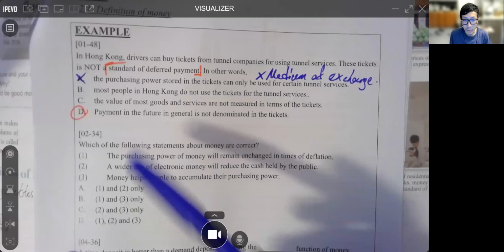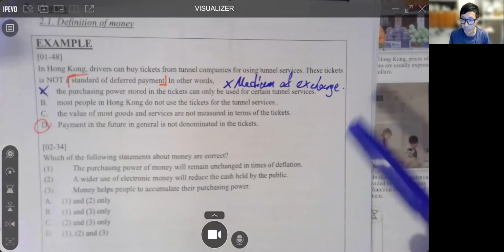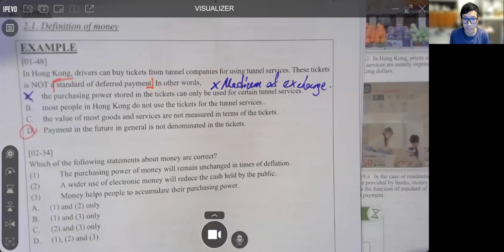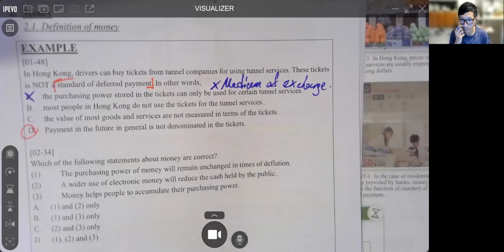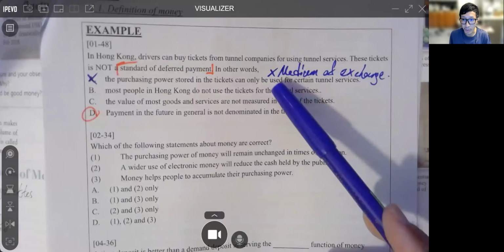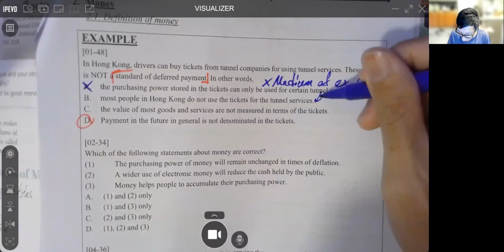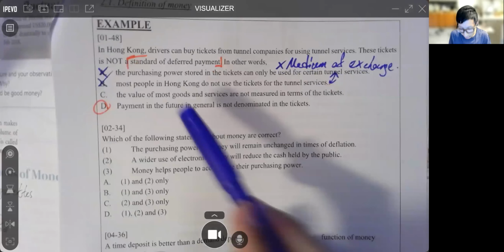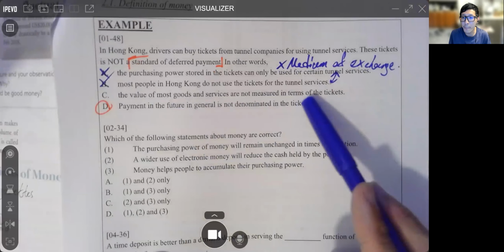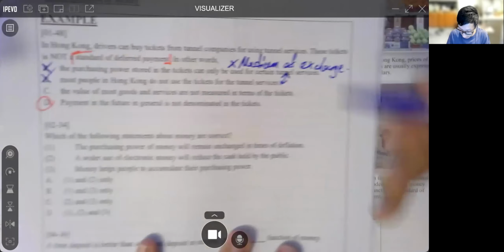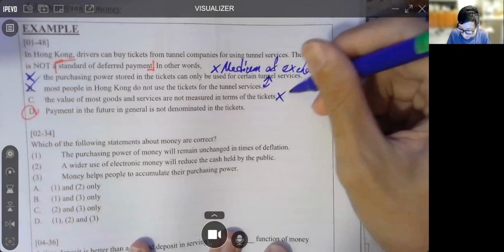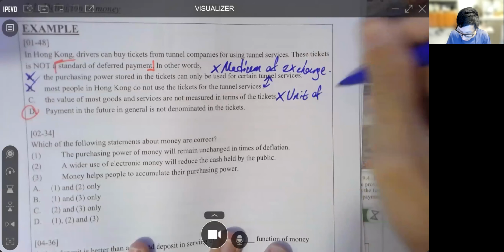OK，即係 A 做唔到 medium of exchange 啊。B: most people do not use ticket for tunnel service. OK, do not use ticket for tunnel service. OK, 好嘛？A and B, they are mentioning basically the same thing, right? 係咪啊？大家都唔收，係嘛？好啦，第三個啦，the value are not measured in terms of tickets, right? So this is unit of account. Okay, unit of account.